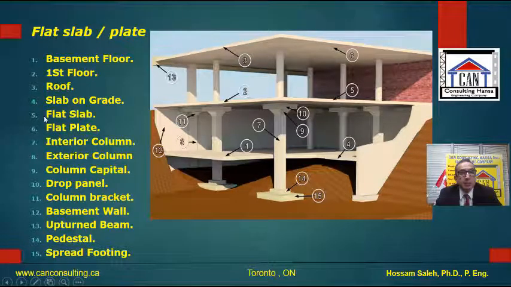You can have a flat slab here, which is number 5, and in the flat slab you can see that it has a drop panel, and you can have a column capital. Here, number 6, you don't have any drop panel or column capital, so that's why we call it a flat plate, and this here is a flat slab. You can have the upturned beam at the edge here, which also helps to act as a parapet for the building.